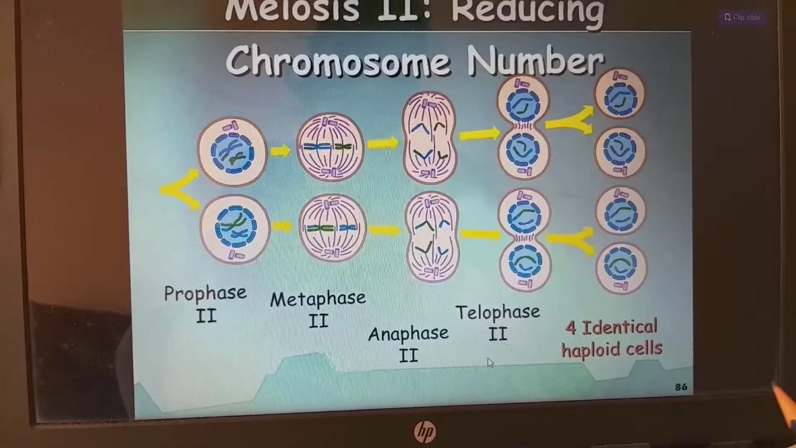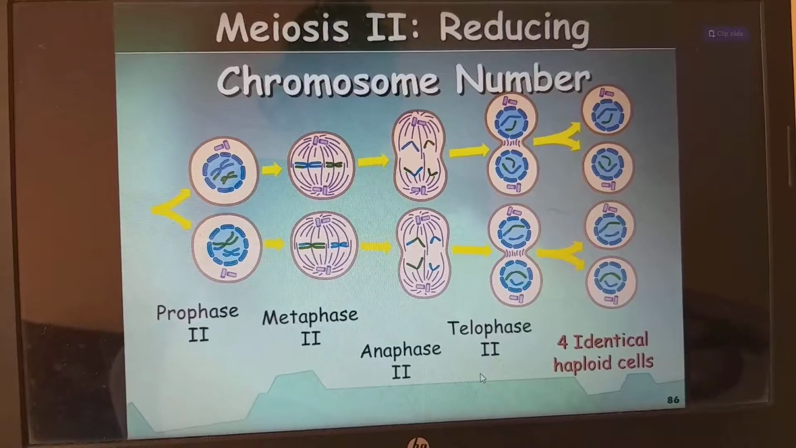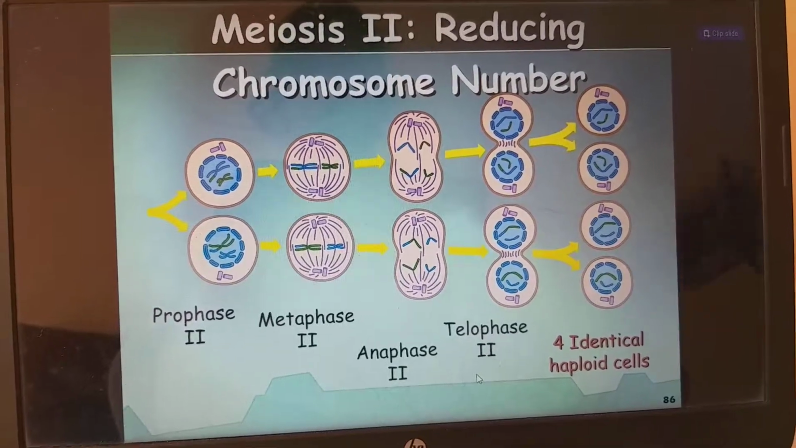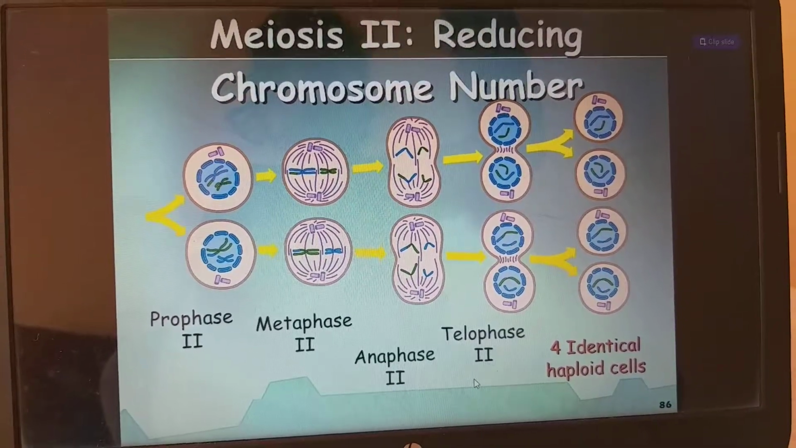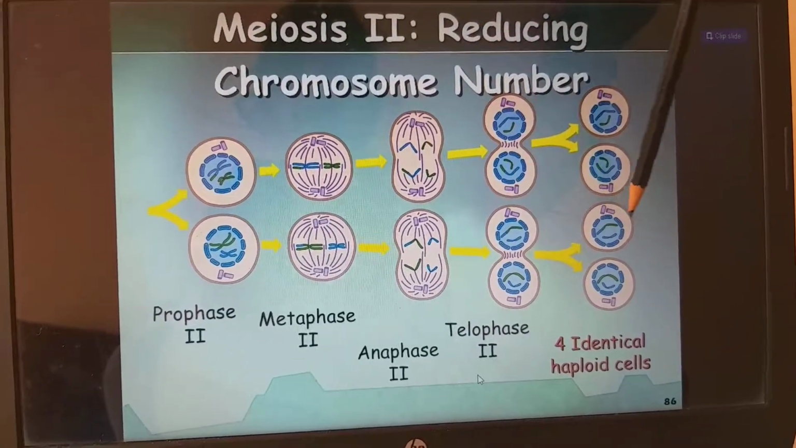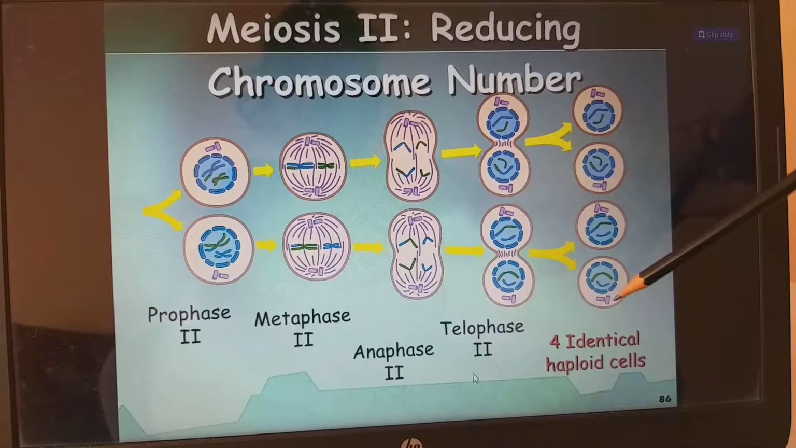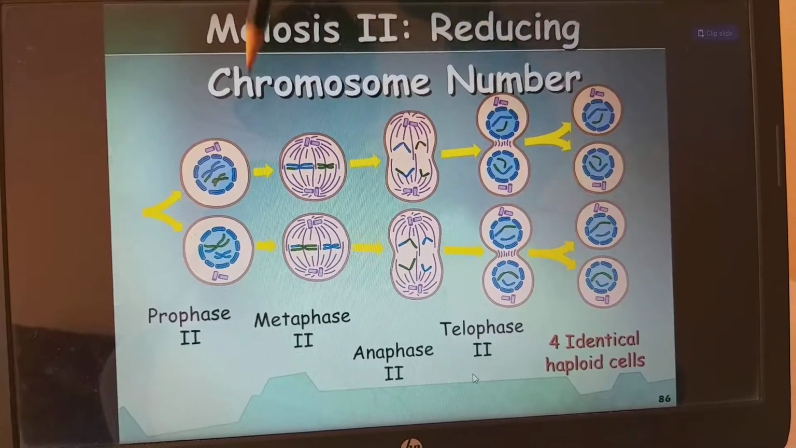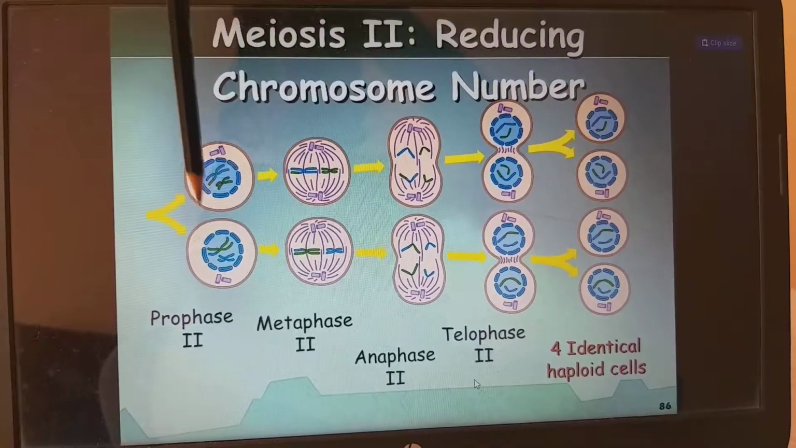Next, meiosis 2, reducing the number of chromosomes. So this is prophase 2. Meiosis 2 is again divided into prophase 2, metaphase 2, anaphase 2, telophase 2, and forming of four identical daughter cells. So initially we have 23 and 23.